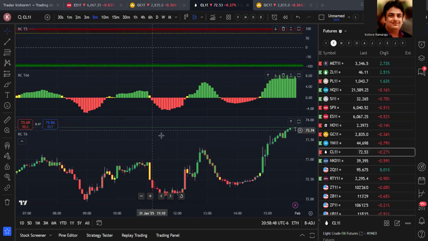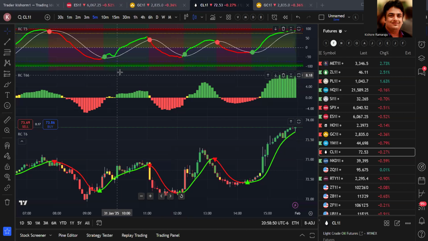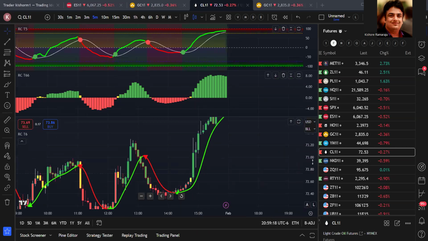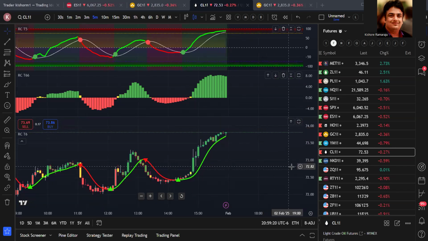So let's go to crude oil. Right here, green candles, go long. Here you got a red, you go short. Here, green, go long. Red, red, red, go short. Again, here green, go long. So you have a perfect setup. You see green here, all green candles here, you can confidently go long and take the long position.